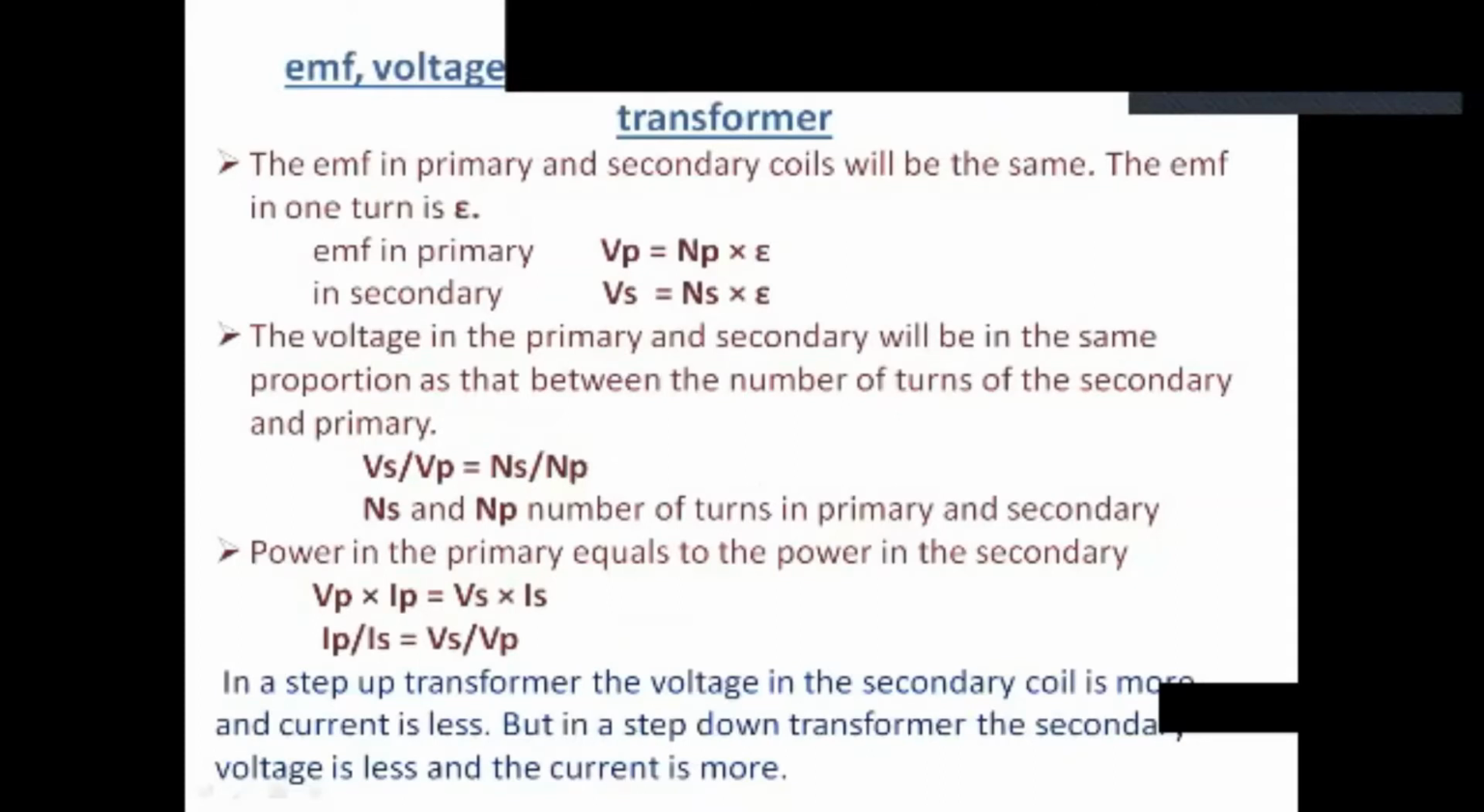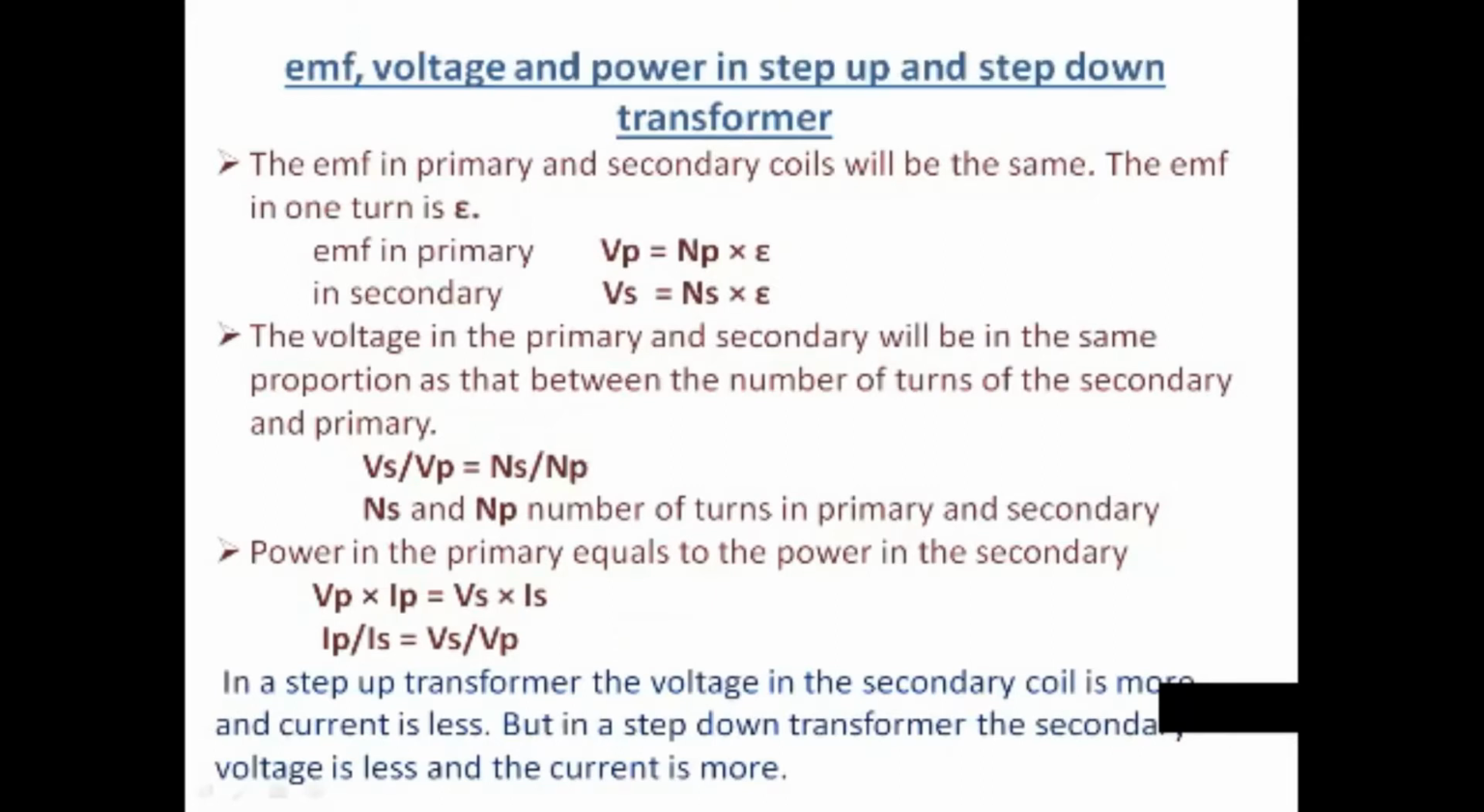EMF, voltage and power in a step-up and step-down transformer. The EMF in primary and secondary coils will be the same. The EMF in one turn is epsilon. That symbol looks like a small letter e, the capital letter E is called epsilon. The symbol of that is epsilon. And epsilon is the EMF of one turn in the primary or secondary coil of a step-up or step-down transformer.